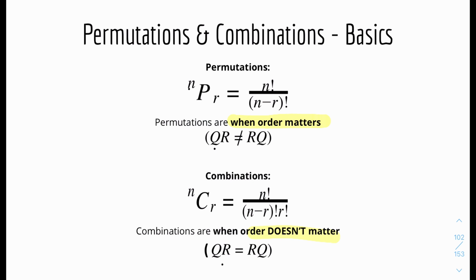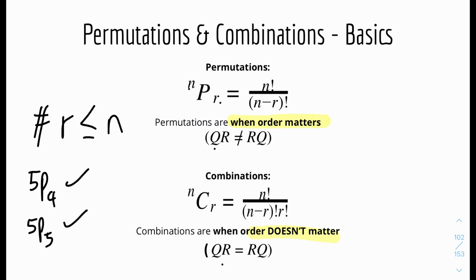For both permutations and combinations, one key thing to note is that the subscript, the r, has to be smaller than or equal to n. Let's say 5P4, it's correct, it's true. 5P5, it's true. But 5P6, the r is bigger than the n, so it's incorrect. You can't get an answer for that.